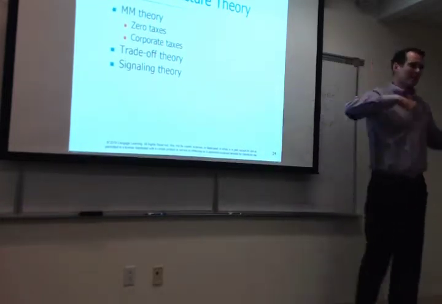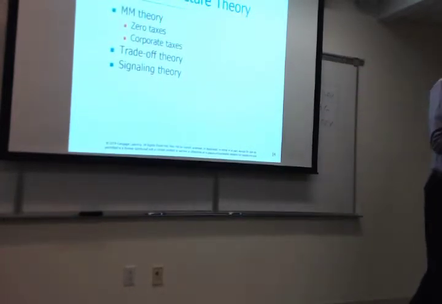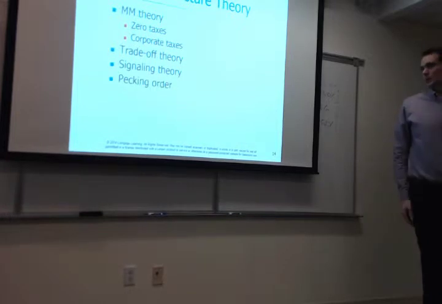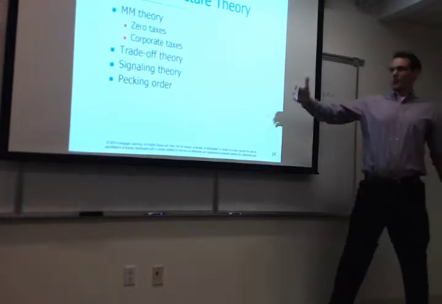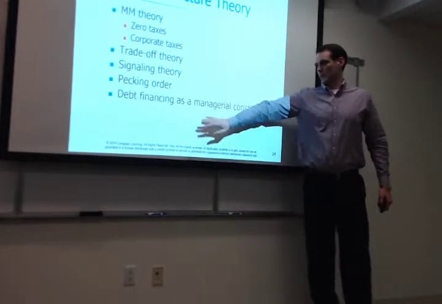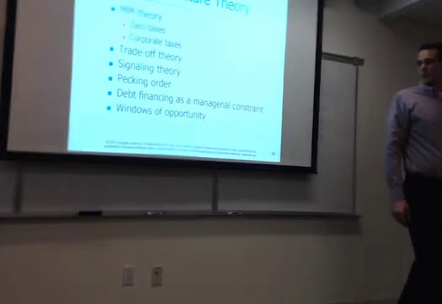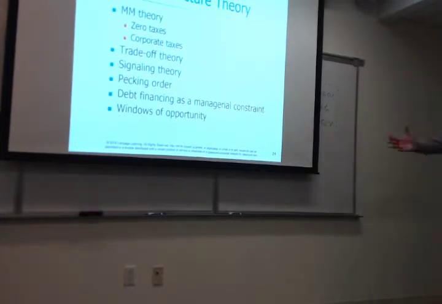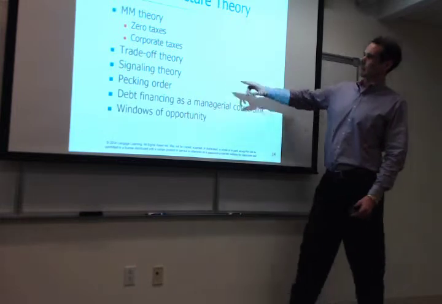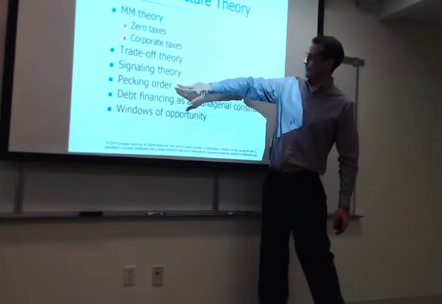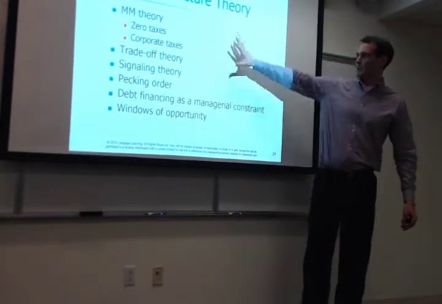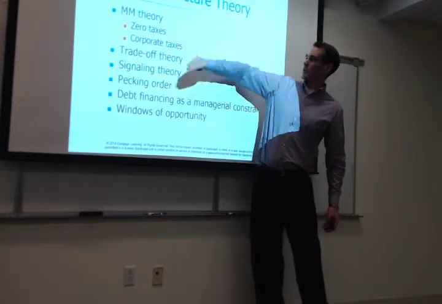Signaling theory: what sort of signal does it send to the market if we issue equity or issue debt? Pecking order, which is another theory. We'll go over all this. And debt financing as a managerial constraint, as well as windows of opportunity. These are 1, 2, 3, 4, 5, 6 things, and the first one, the M&M theory, has 2 parts.